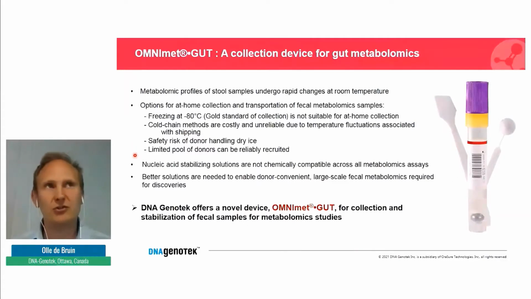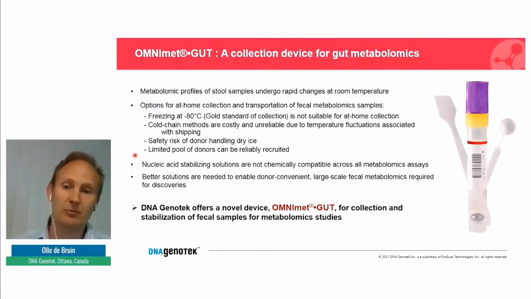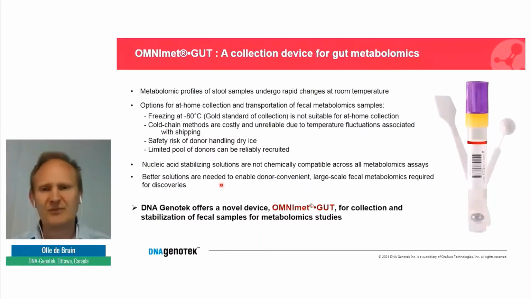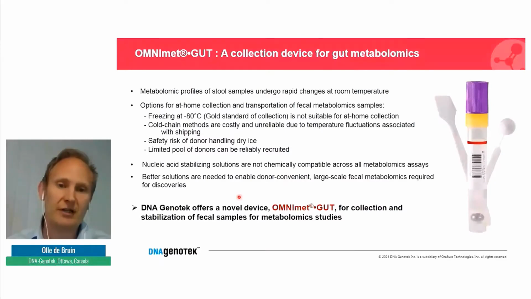Another consideration: you might think I can use a nucleic acid stabilization solution to perform my gut metabolomics analysis. Well, these are not chemically compatible across all metabolomics assays. And because they are typically complex in their makeup, they will introduce a bias, particularly into your untargeted metabolomics analysis. So that's why DNA Genotech now offers a novel device, OMNImet.GUT, to enable donor-convenient, large-scale fecal metabolomics with the high-quality samples required for discoveries in this exciting field.